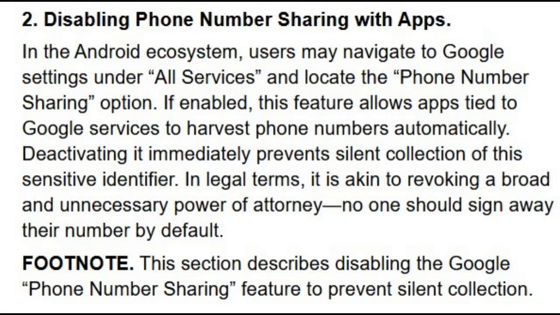2. Disabling phone number sharing with apps. In the Android ecosystem, users may navigate to Google Settings under All Services and locate the phone number sharing option. If enabled, this feature allows apps tied to Google services to harvest phone numbers automatically. Deactivating it immediately prevents silent collection of this sensitive identifier. In legal terms, it is akin to revoking a broad and unnecessary power of attorney. No one should sign away their number by default. Footnote. This section describes disabling the Google phone number sharing feature to prevent silent collection.